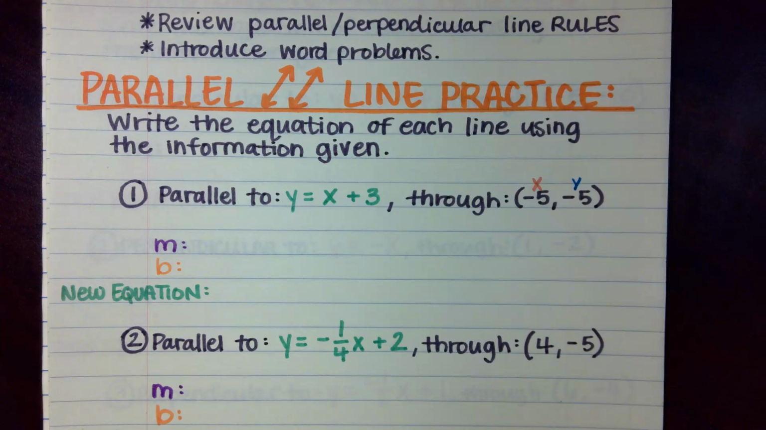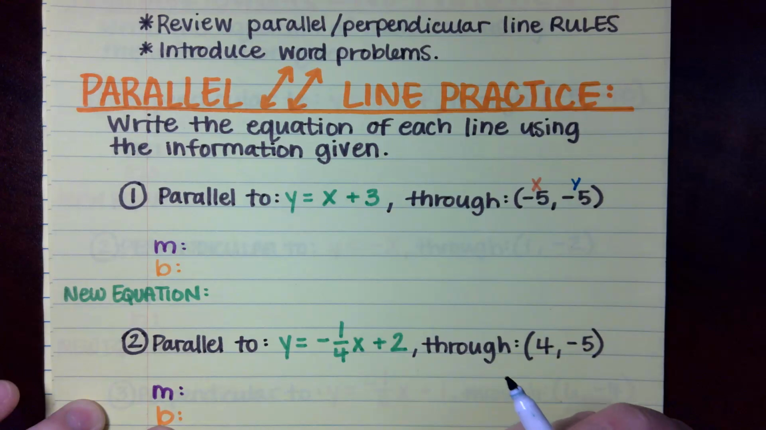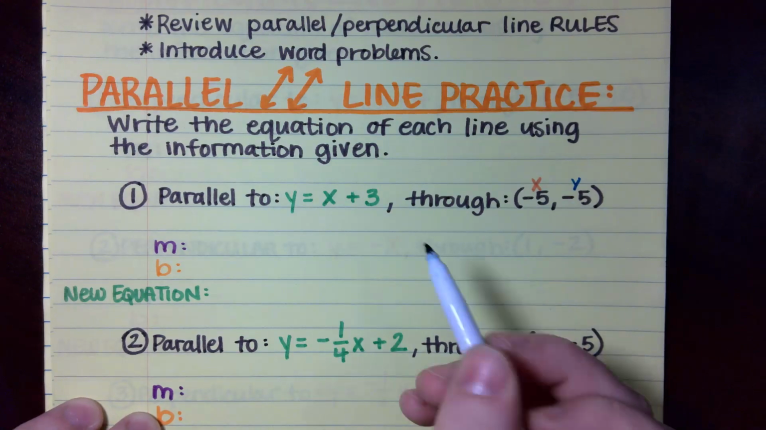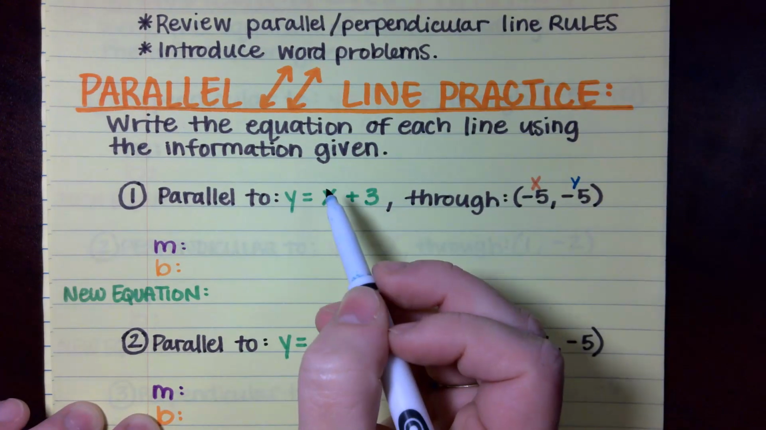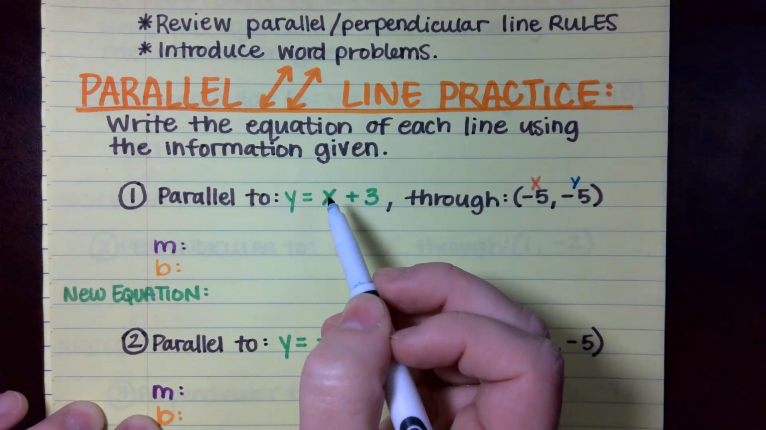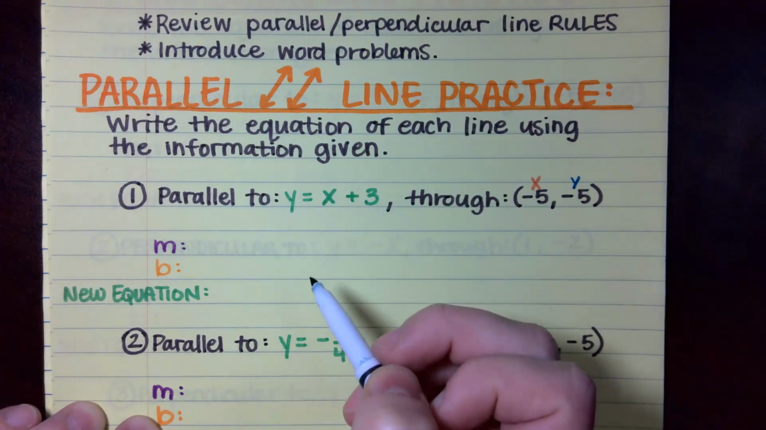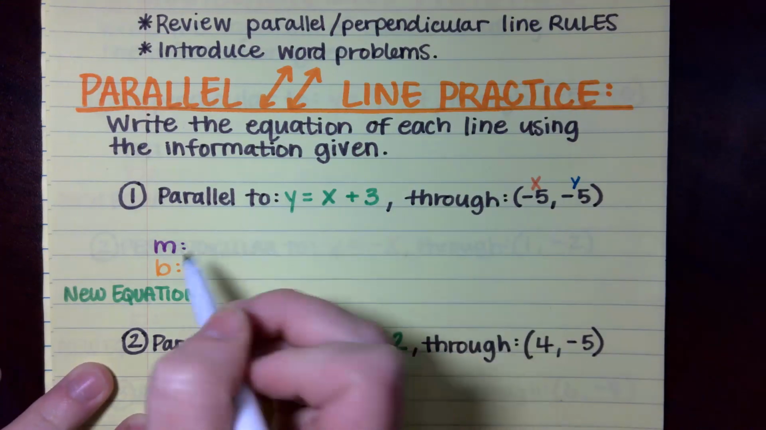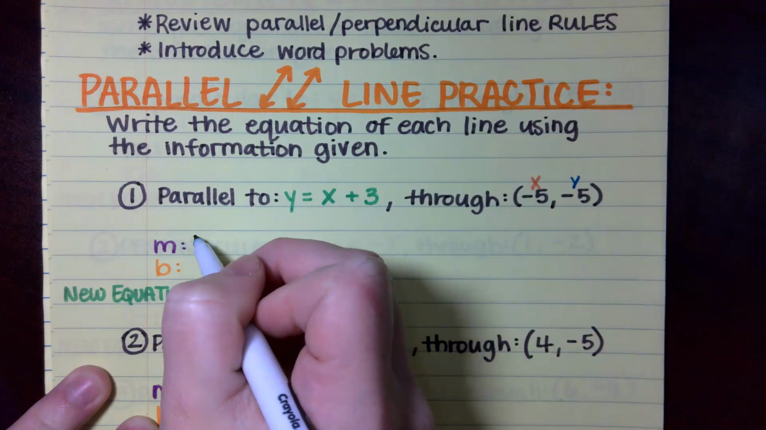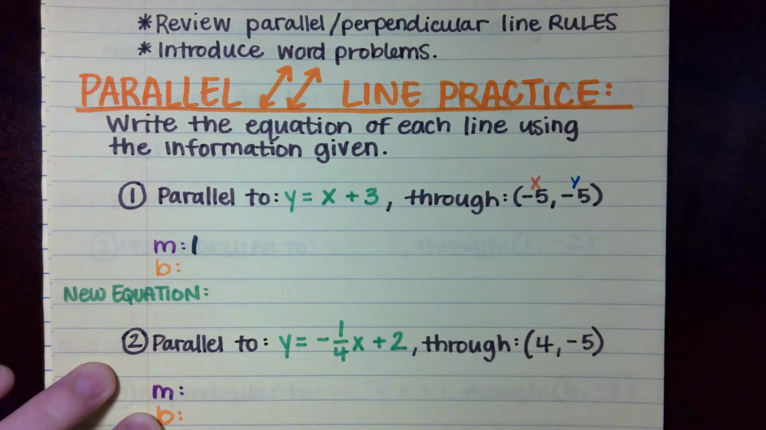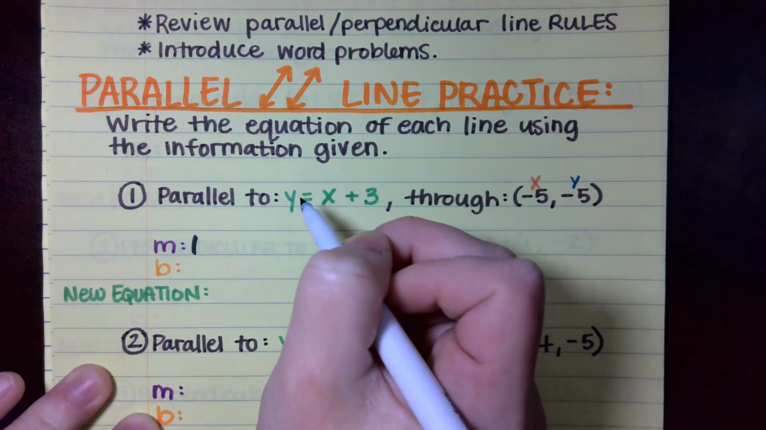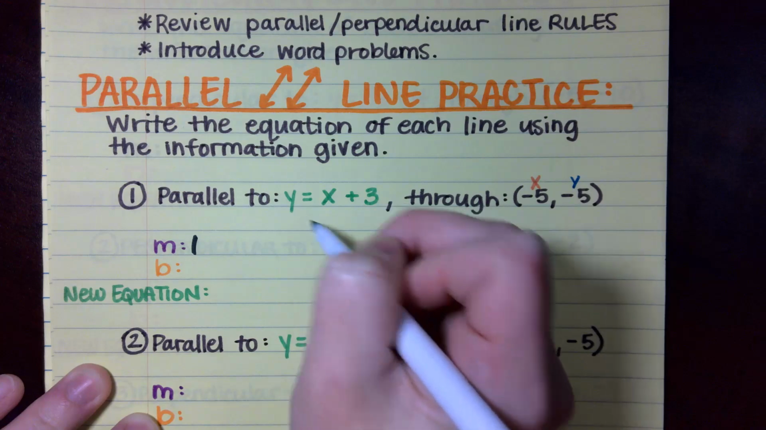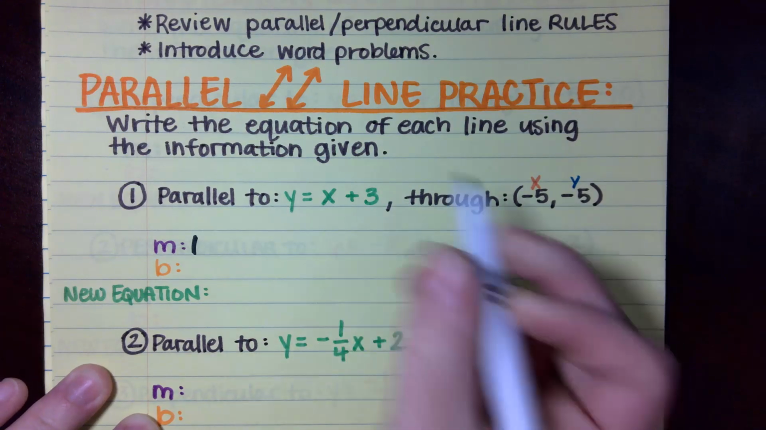Replace that with B. Okay, so now we have, remember, parallel lines mean we don't have to make a new slope. It stays the same. If my equation says y equals x plus 3, what is my slope? 1. It's 1. So just to keep track, I'm going to put 1 for M right here. So now I have y equals x plus b.